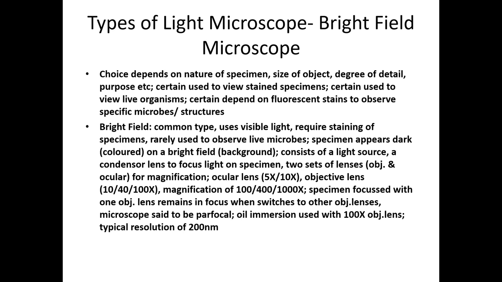Okay. Now, what are all the parts of a bright field microscope? Already we have seen the structure of a microscope, so you know. It consists of a light source. As I have already told you, it could be either sunlight, very basic type of microscope, or it will be a source of visible light. Fine. Now, a condenser lens to focus light on the specimen. So, condenser lens is used to focus the light on the specimen.